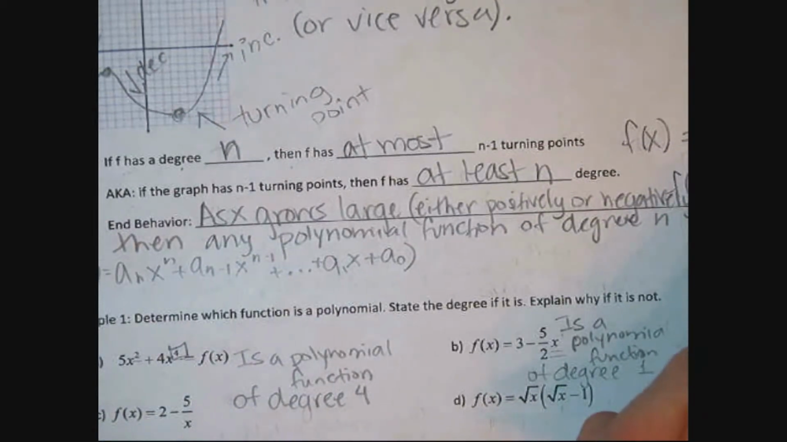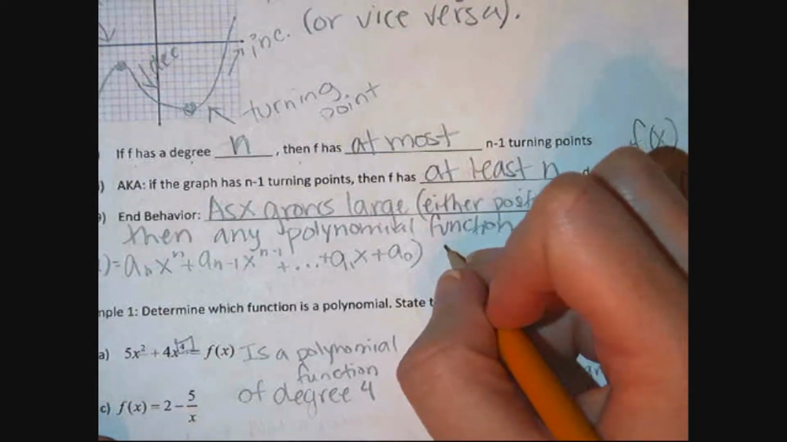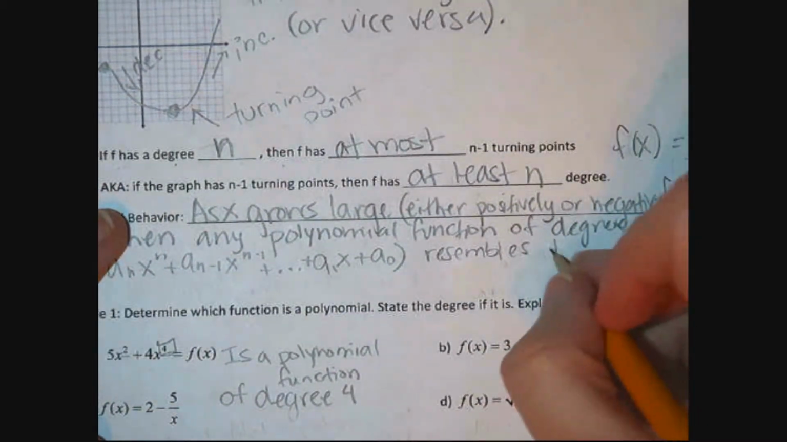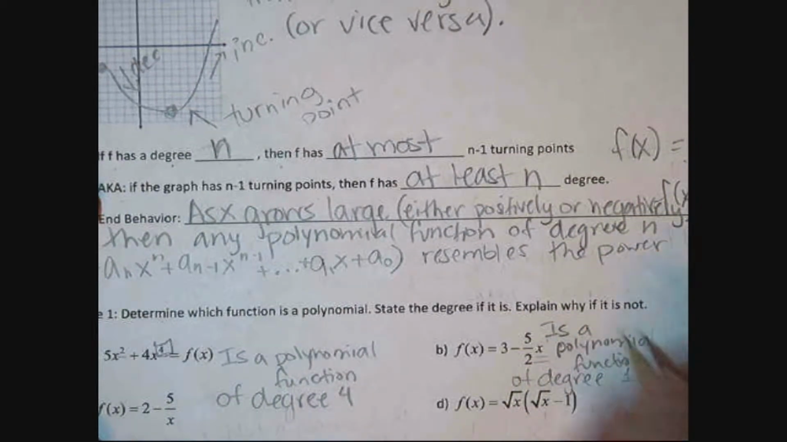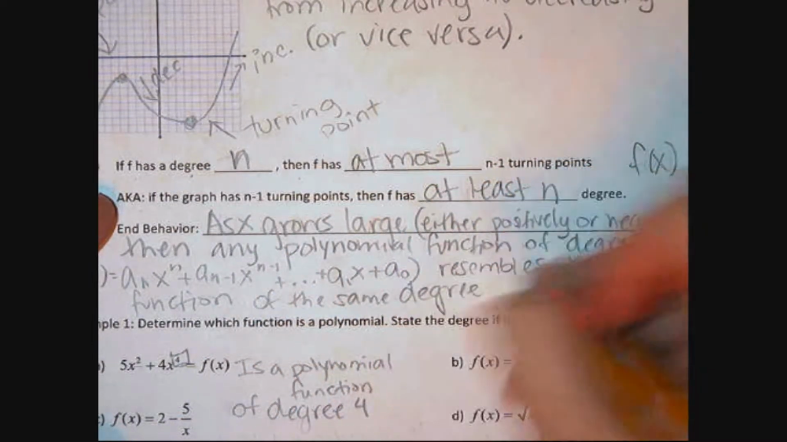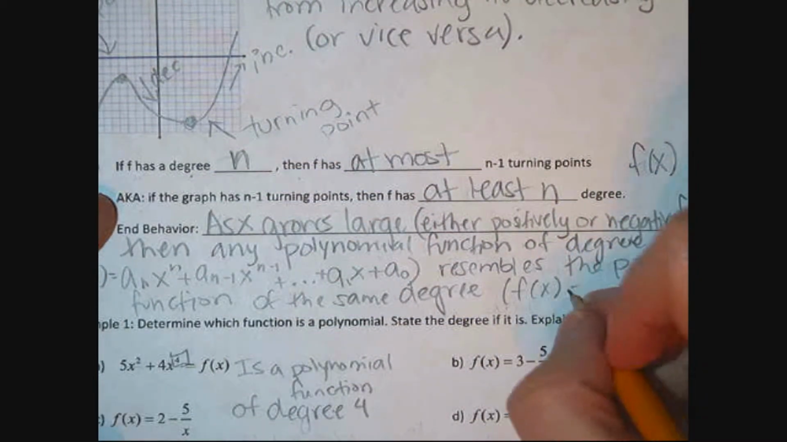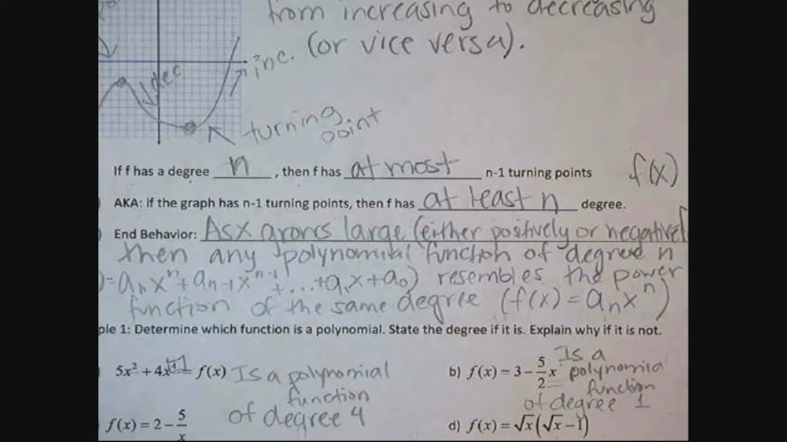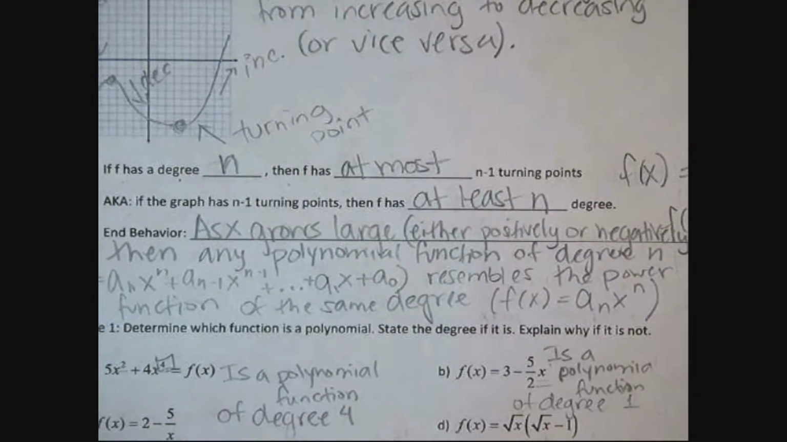So any polynomial function of this degree n resembles the power function of the same degree. Of course, this would resemble f of x equals a sub n x to the nth, so that same degree n, except without all of those terms. It's just the monomial part of that polynomial function. And let's test this out.